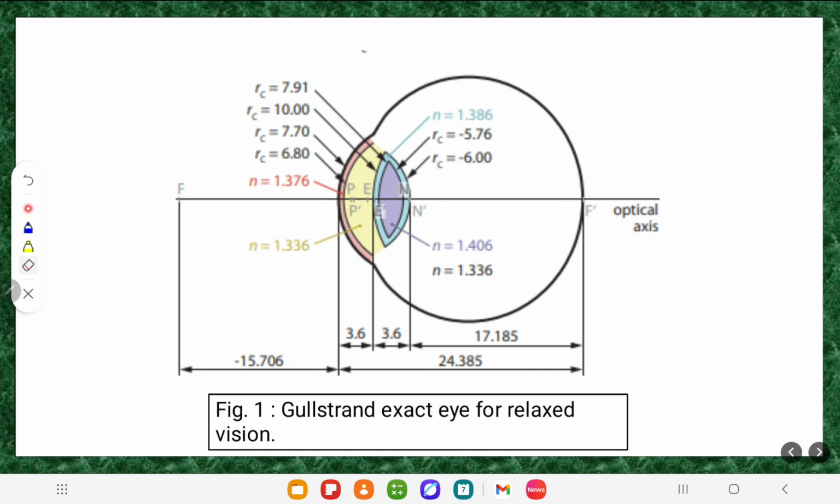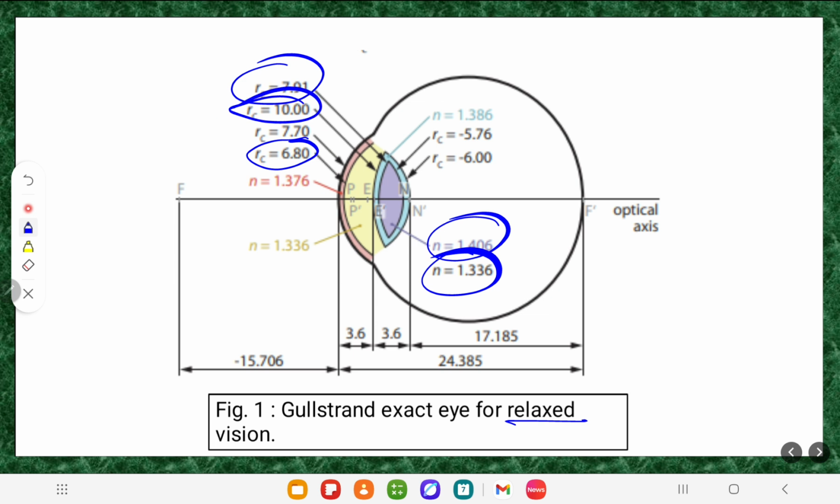It's very important to know everything, every digit and position of even the primary focal point, primary principal point, secondary principal point, and entrance pupil, exit pupil, nodal point, primary nodal point, secondary nodal point is centrally important. And refractive indices, according to Goldstein, exact eye for the relaxed vision. Obviously, it's for relaxed vision. In accommodation, there is a different thing. So you must read all the points and all the curvatures, which is very important whenever in viva or in actual life.